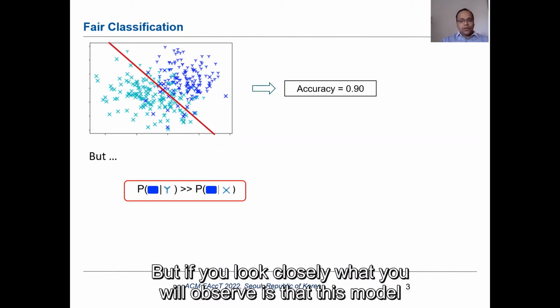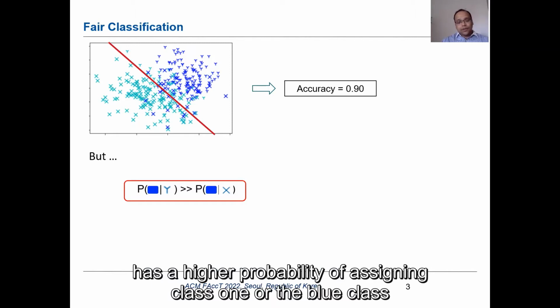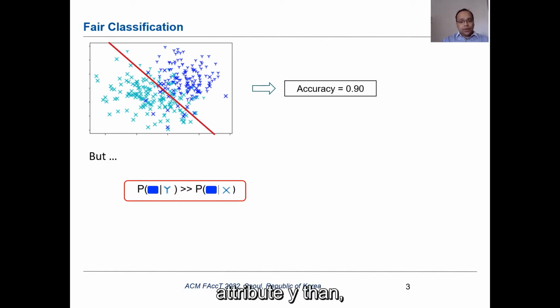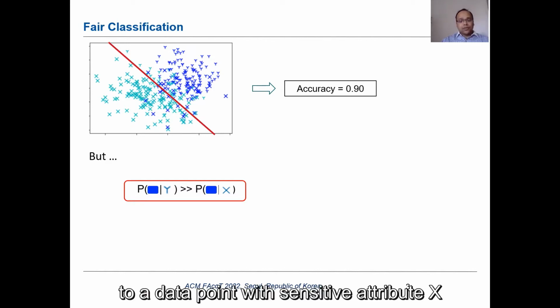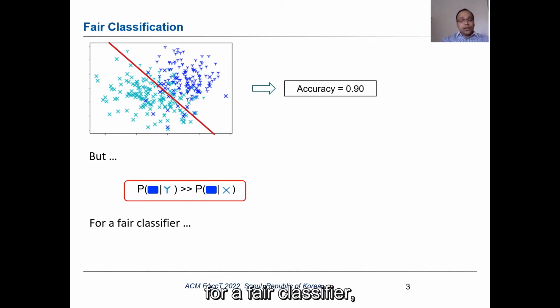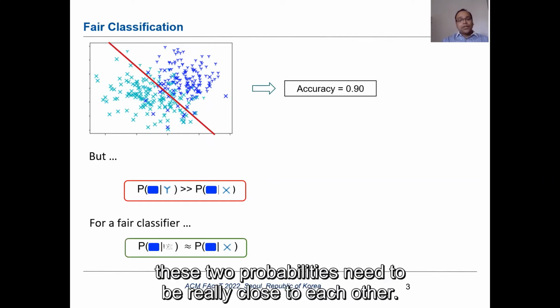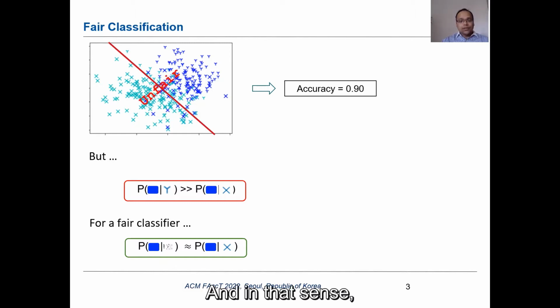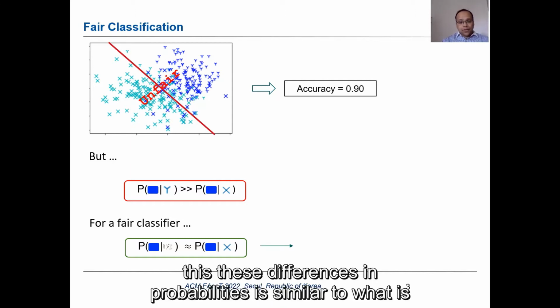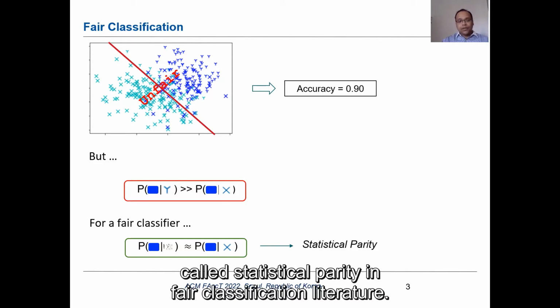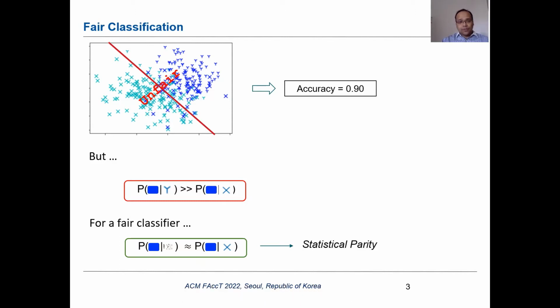But if you look closely, what you will observe is that this model has a higher probability of assigning a class 1 or the blue class to a data point with a sensitive attribute y than, let's say, to a data point with sensitive attribute x. Ideally, for a fair classifier, these two probabilities need to be really close to each other, and in that sense, this particular classifier, which is very accurate, is deemed as unfair. By the way, this difference in probabilities is similar to what is called statistical parity in fair classification literature.